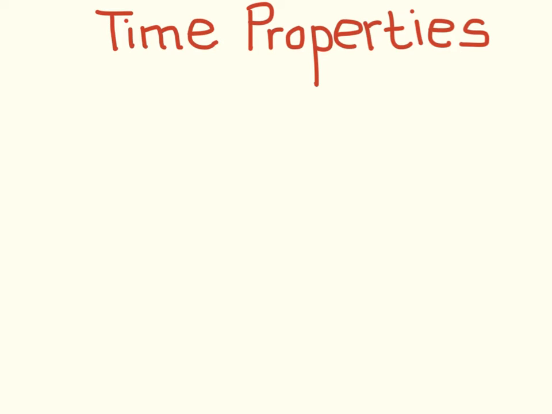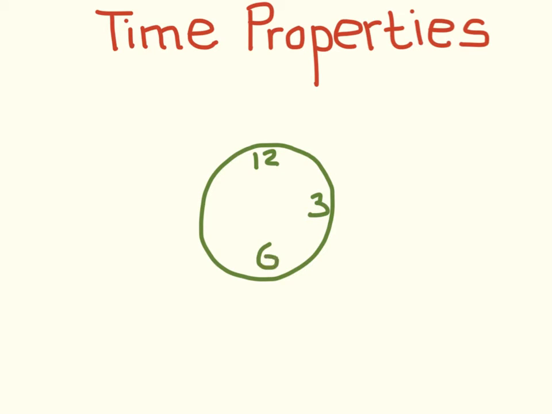This video is all about time properties and understanding how to read time on a clock. If you look at an analog clock, you have the 12 at the top here. The next main number is 3, then 6, and then 9. If we divide this up, you will actually see that it's divided into 4 equal parts.